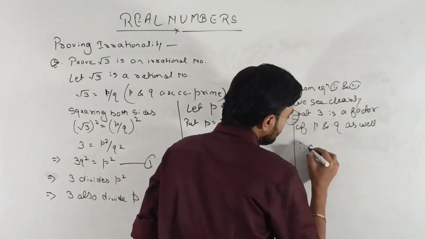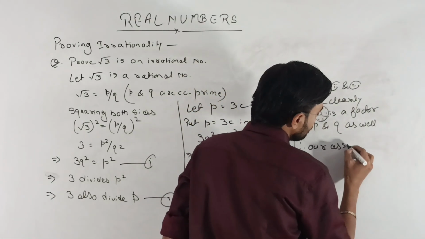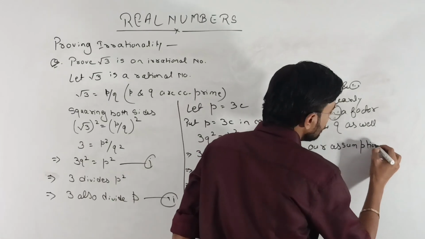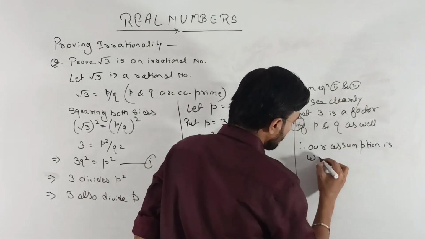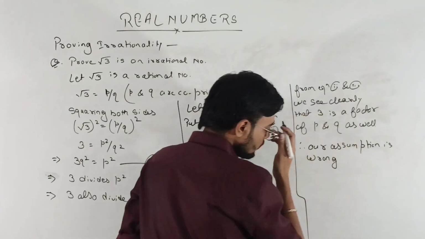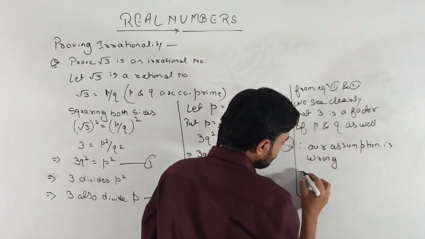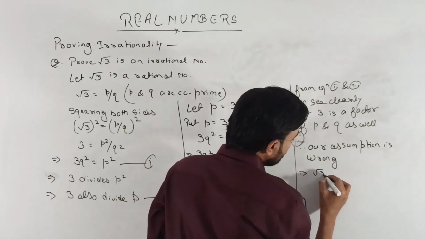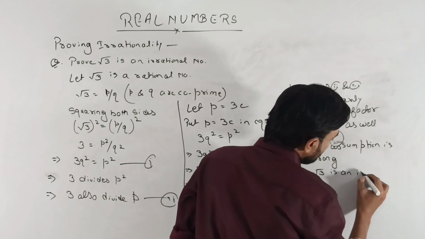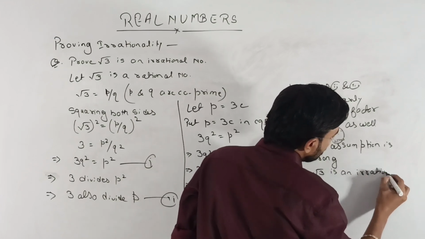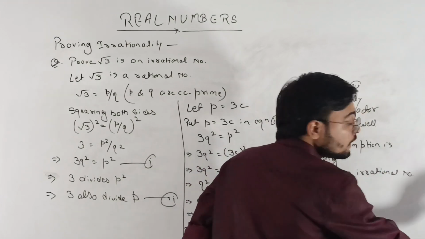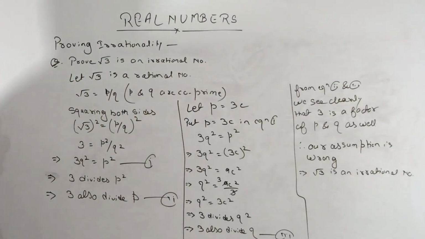So therefore our assumption is wrong. That's why, therefore, root 3 is an irrational number. Understood? Let's see it again.